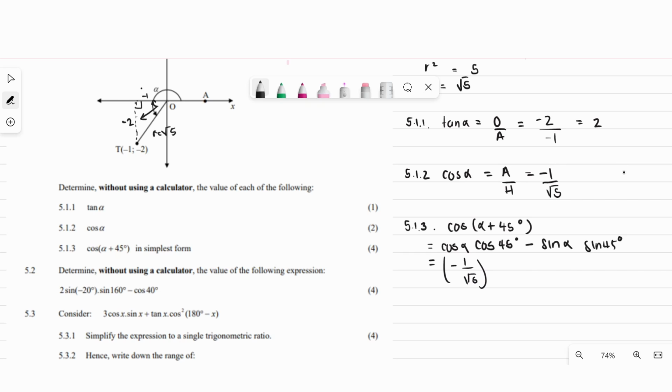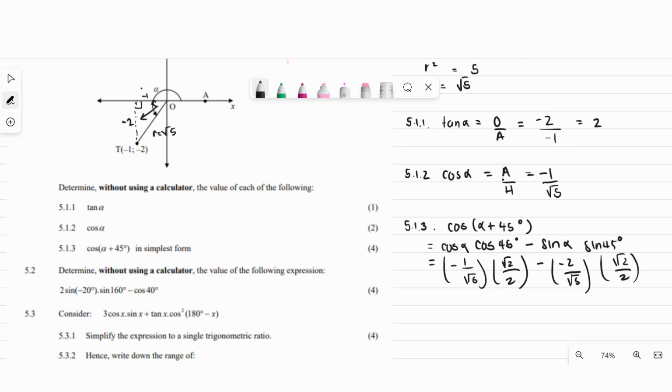Then cos 45, when you punch it in the calculator, we know they said without the use of a calculator, but you can just punch it. It's going to be √2 over 2, right? Then sine alpha from the diagram is opposite over hypotenuse, so it's going to be -2 divided by the hypotenuse, which is √5. Then sine 45 is a special angle. Since they said without the use of a calculator, you cannot, I repeat, you cannot punch this whole thing into your calculator. That shows that you're cheating and actually used a calculator. You need to actually simplify it bit by bit.